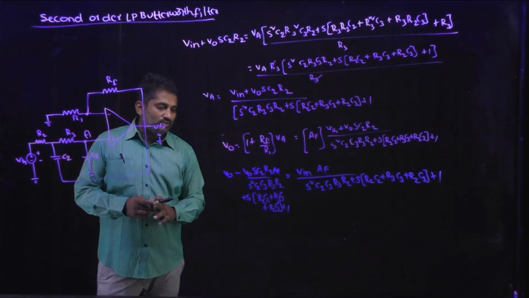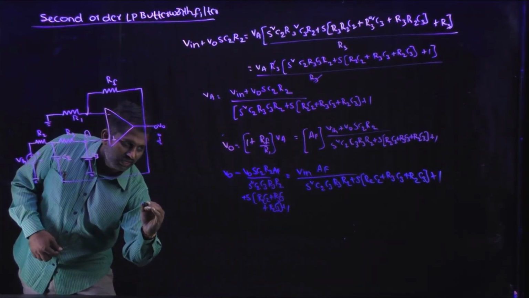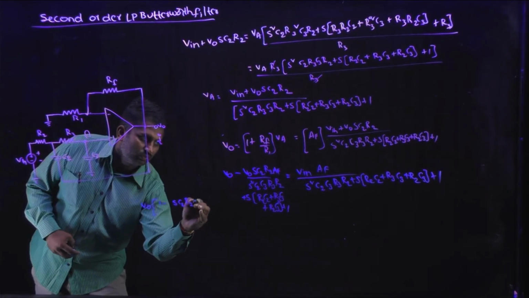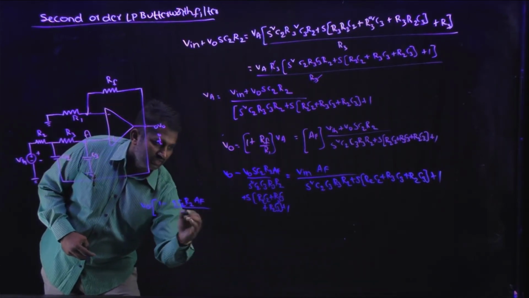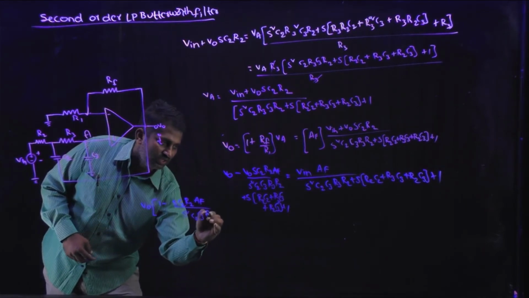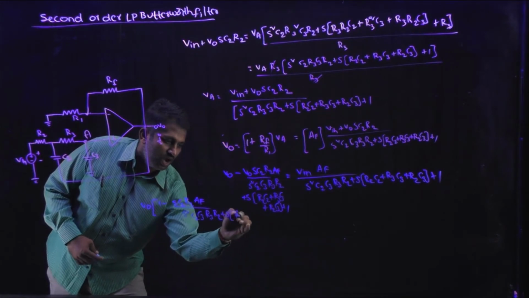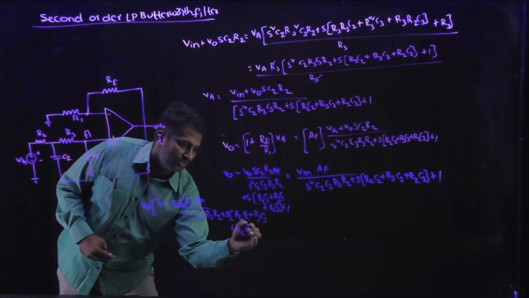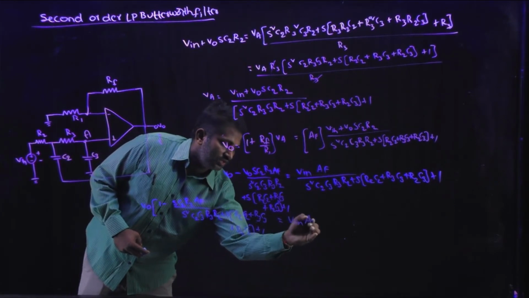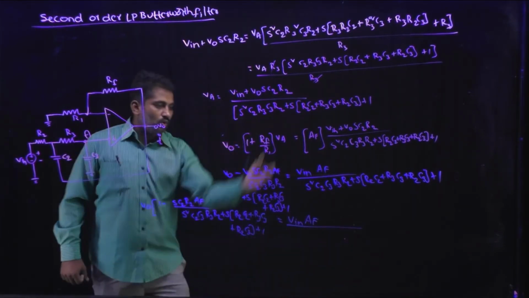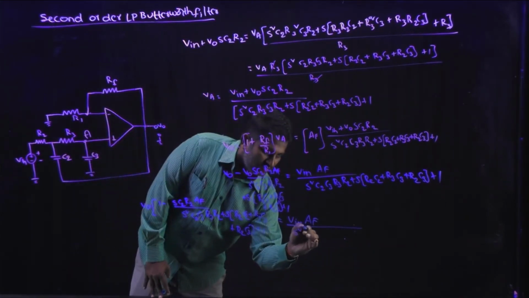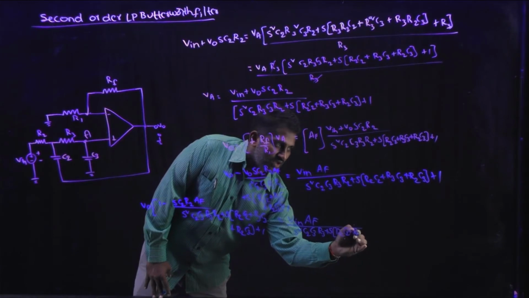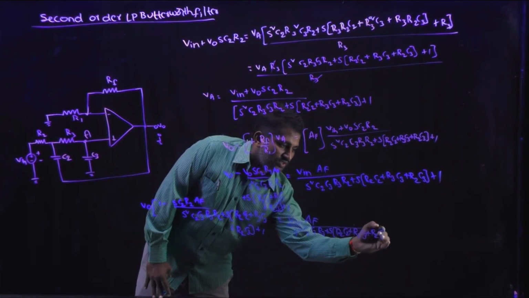From this I am going to take V0 common. Once you have taken V0 as common, you will get (1 minus S C2 R2 into AF) divided by S square C2 C3 R3 R2 plus S into (R2 C2 plus R3 C3 plus R2 C3) plus 1, equal to Vin into AF divided by the whole thing once again: S square C2 C3 R3 R2 plus S into (R2 C2 plus R3 C3 plus R2 C3) plus 1.